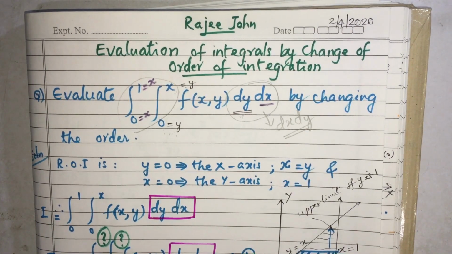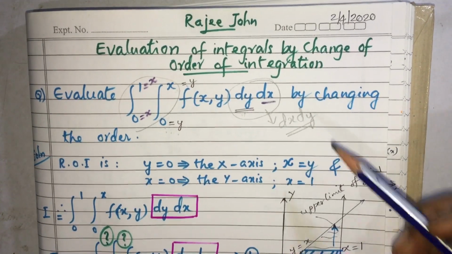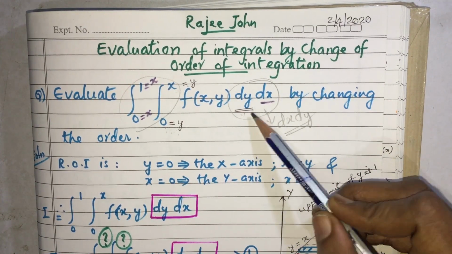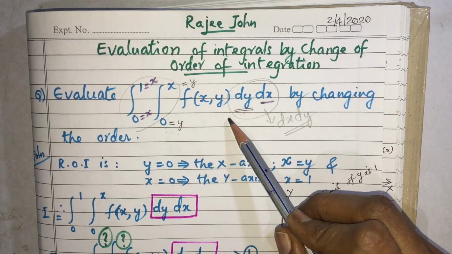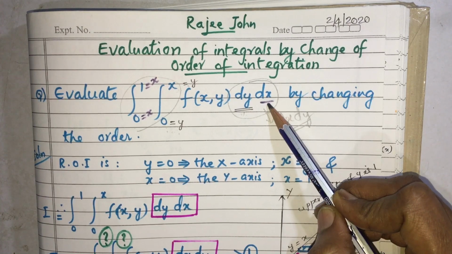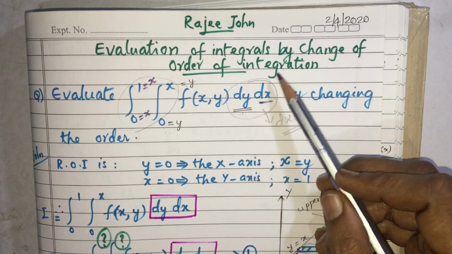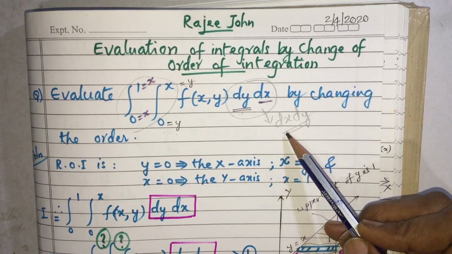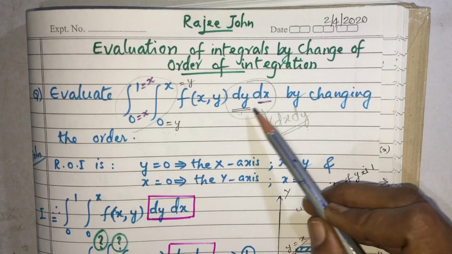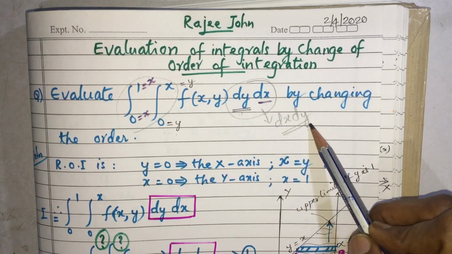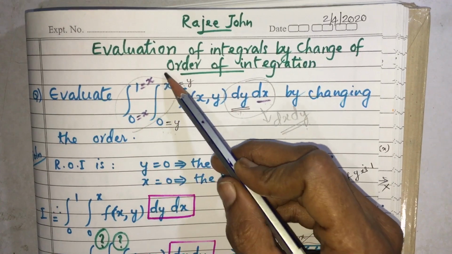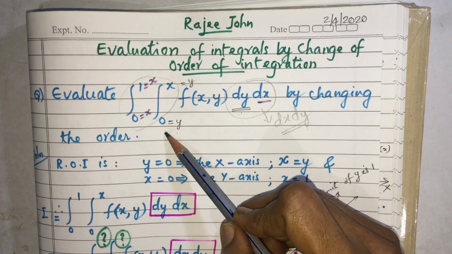Dear students, let's see how to evaluate integrals by changing the order. Changing the order of integration means you are changing this order. Here we have to integrate with respect to dy first and with respect to x in the second part. So changing the order means firstly we have to integrate with respect to x and then with respect to y. That means we need to change dy dx to dx dy. While we change this, the limits given here will also change.